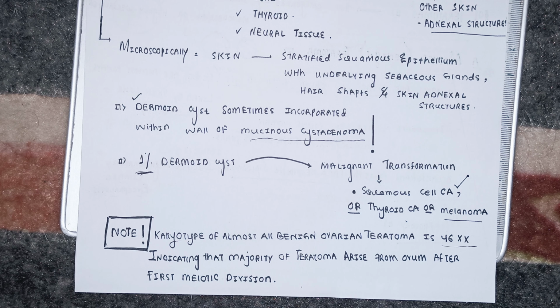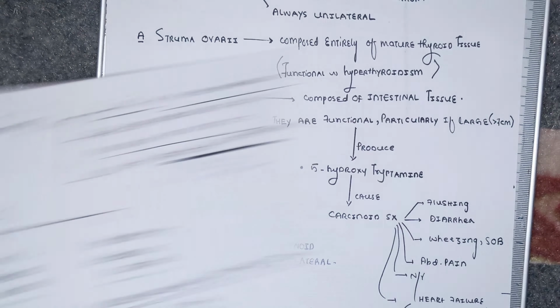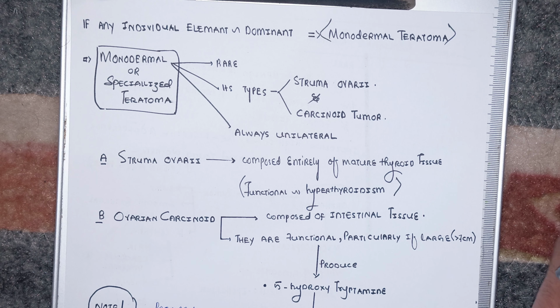Right, now let's continue. Okay, what we discussed was the benign teratoma, and it was showing components of different germ layers: ectoderm, endoderm, mesoderm. It was having thyroid tissue, skin tissue, neural tissue. It was showing so many components. But if there is only one element dominating, then it is called monodermal teratoma. In case of benign teratoma, which we just discussed, there were so many components, so many elements: ectodermal element, endodermal element, mesodermal element, right?